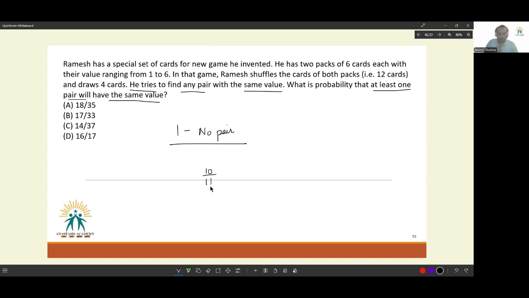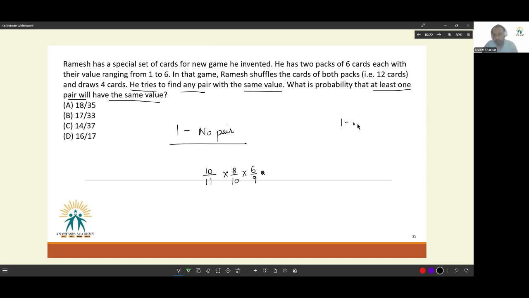Now he has got cards of two distinct values. The third card he picks up should not be pairing with the first card, should not be pairing with the second card. So four cards are gone, 8 options are left. 8 by 10. And in the same way, you will have 6 by 9. And this is it.